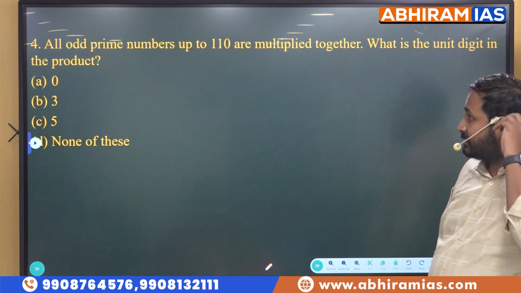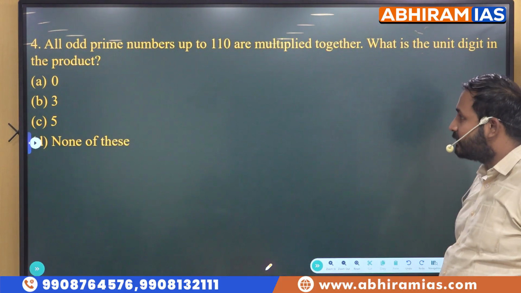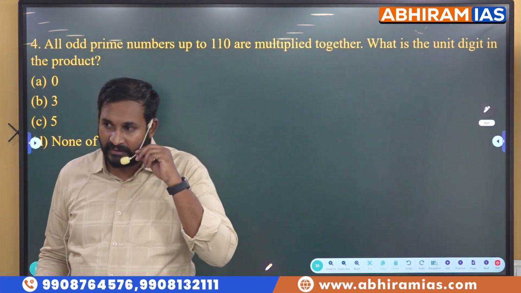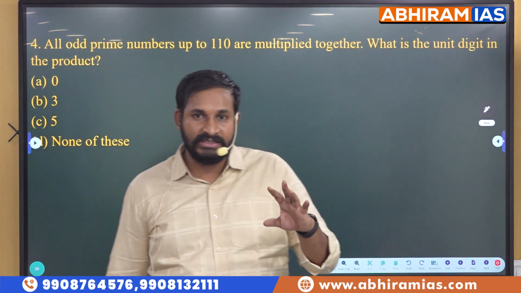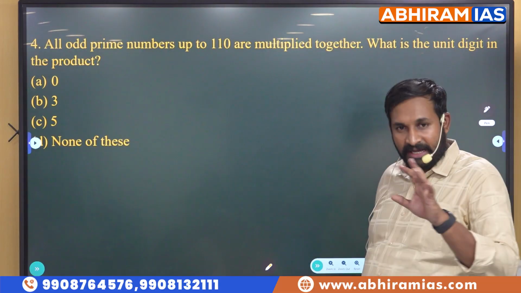Right. See this one. All odd prime numbers up to 110 are multiplied together. What is the unit digit in the product? This is actually based on the units digit concept. We have a concept called units digit. We will discuss it at that time. But for the time being, we will see.